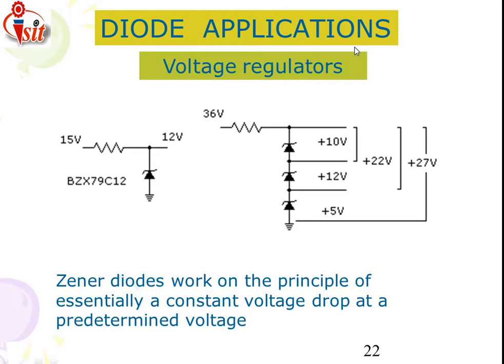The next is the diode applications. This is related to the voltage regulator. The Zener diode works on the principle of essentially a constant voltage drop at a predetermined voltage, where a voltage of 36 volts is applied to the diode, which is generating plus 10 volt, plus 12 volt and plus 5 volt, which will generate the output plus 22 volt and plus 27 volt, like this.